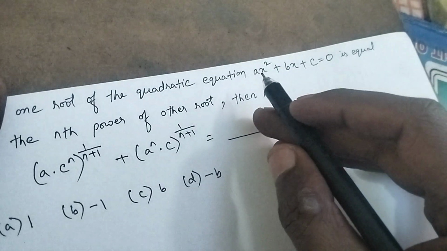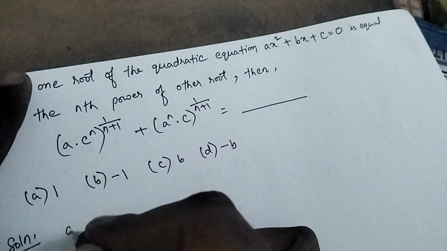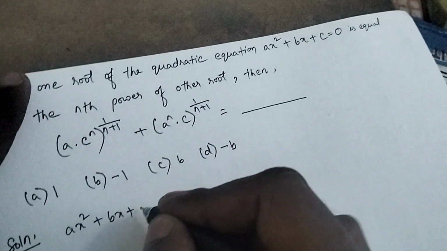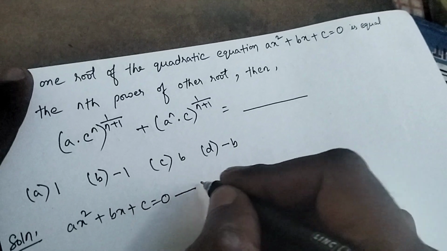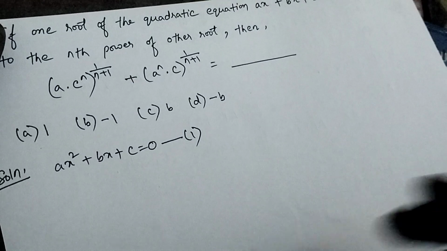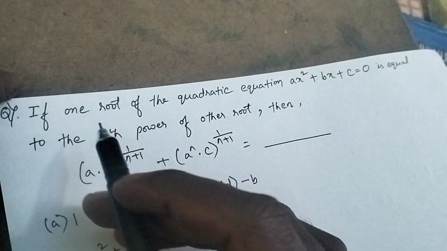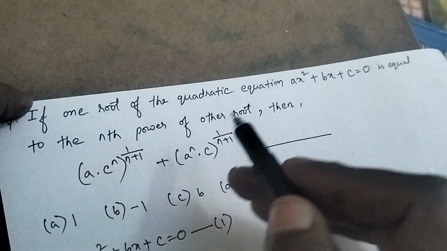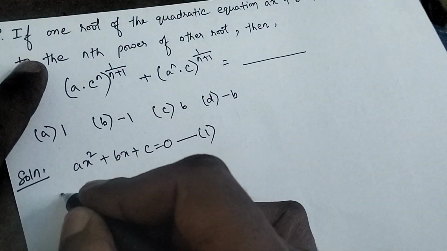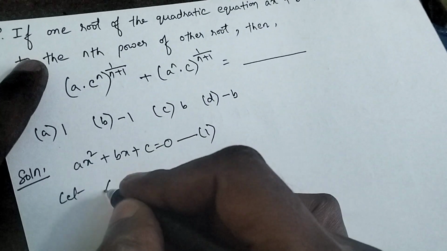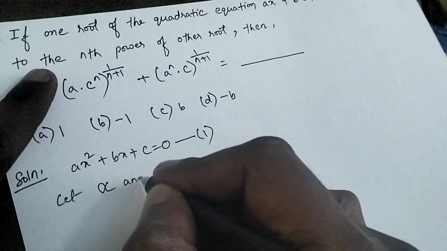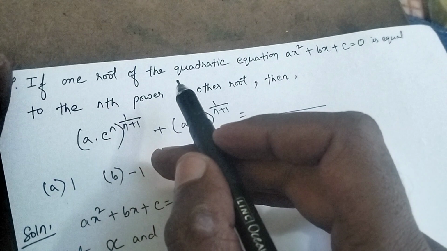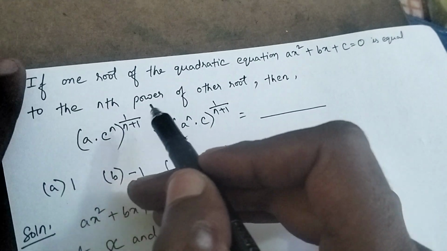What is the quadratic equation? Ax square plus bx plus c is equal to 0. Name it as 1. So what has been given? One root of this equation is equal to the nth power of the other root. So we are assuming alpha and alpha to the power n.